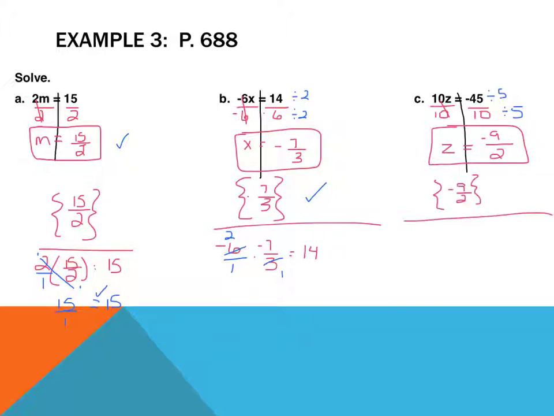Okay, and then to check it, I have 10 over 1 times negative 9 over 2 equals negative 45. Okay, so I can cross reduce. 2 goes into 2 once, 2 goes into 10 5 times. So 5 times negative 9 is negative 45.